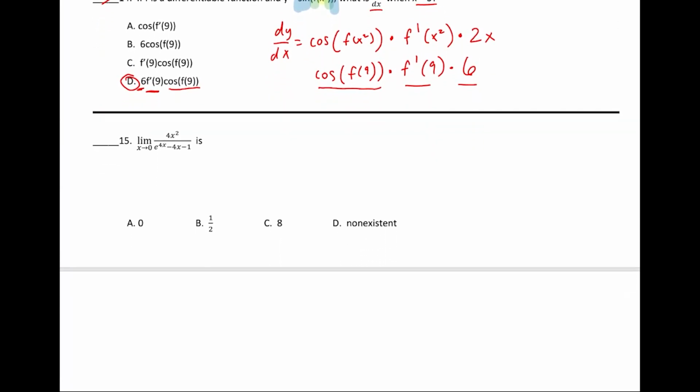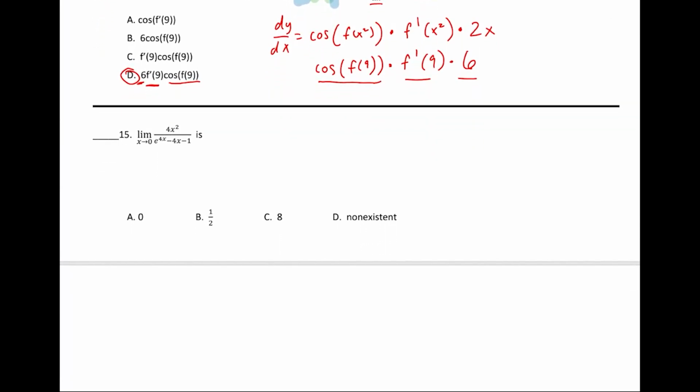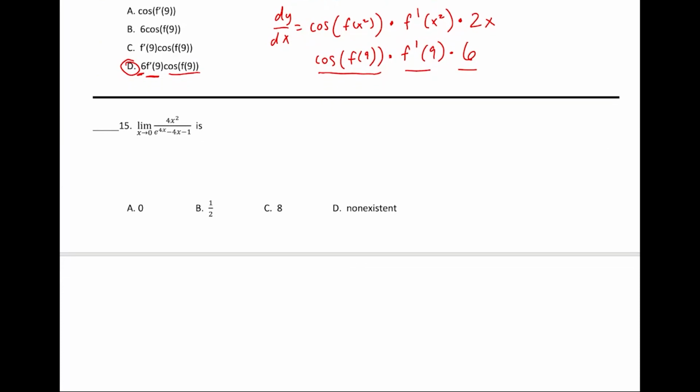Okay, number 15, the limit as x approaches 0. Whenever you do these limit problems, your first instinct should always be to go ahead and plug it in, see what happens. If I plug in 0, I'm going to get 0 over e to the 0, which is 1, minus 0, minus 1. I get a 0 over 0 scenario. And anytime you have a 0 over 0 scenario, that means you're going to have a hole or a removable discontinuity.